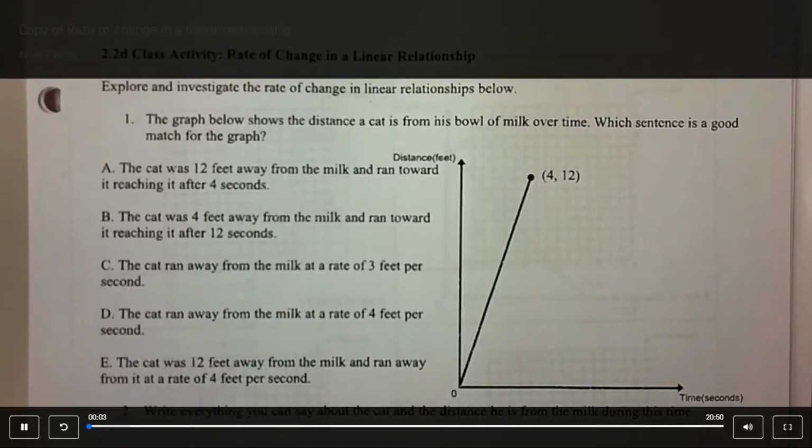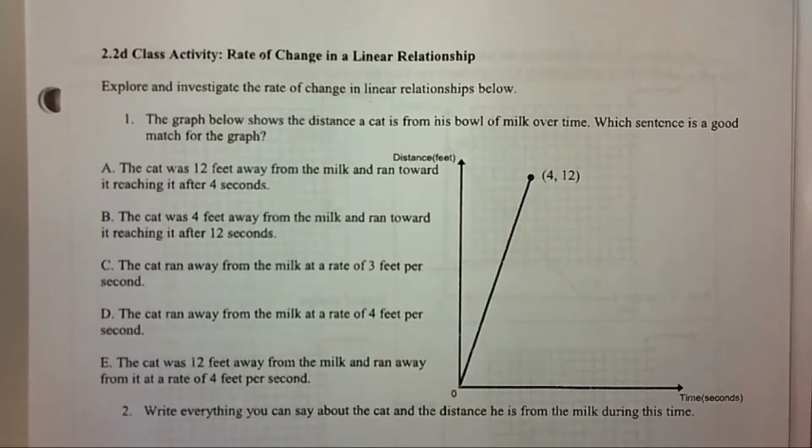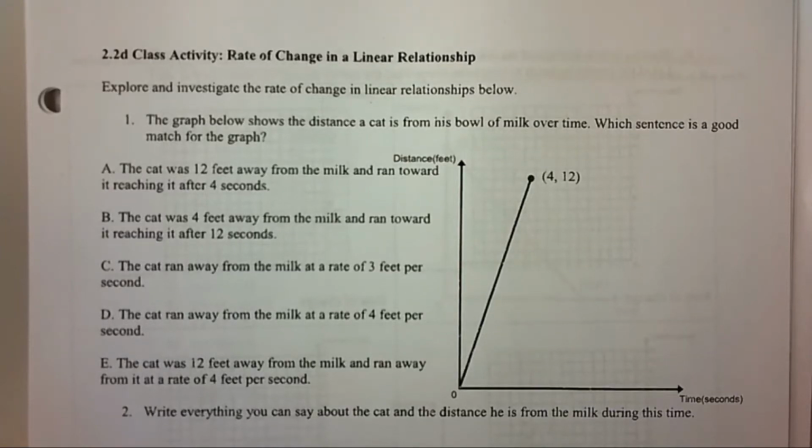Okay, today's lesson is going to start on page 57. It's 2.2D. It says class activity, rate of change in a linear relationship. So today we're going to look at graphs, and we're going to try to figure out what's going on with them. Like, we're going to try to tell a story about them. We're going to try to match stories to the graph that is given.